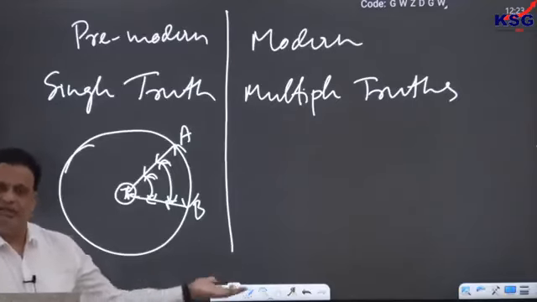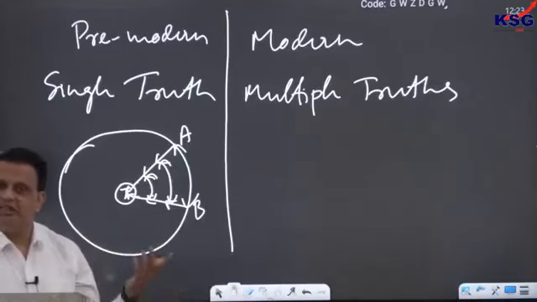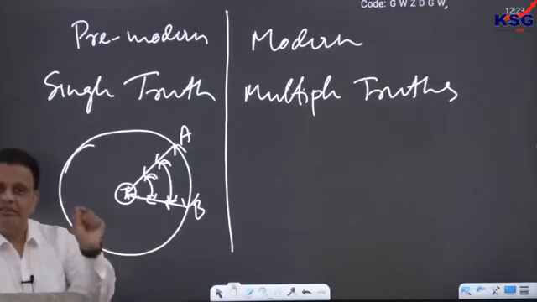So what they saw, they reported, and that is true for them. What they did not see, they did not report. That is false for them. So this is what we call Anekantavad.